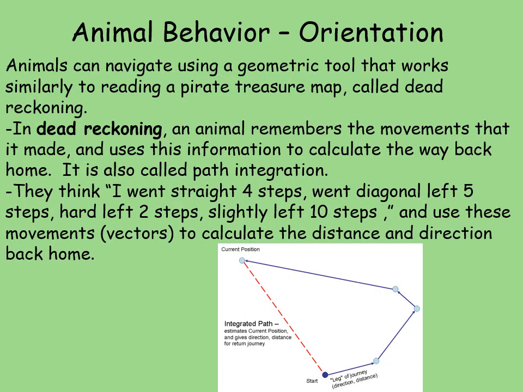So they think, starting from this point here, this little dot on the bottom, I went straight 4 steps. I went diagonal left 5 steps, hard left 2 steps, and then slightly left 10 steps. So this tells them how they got to their position. And so in order to find their way back home, they will use these movements, the direction and the distance of these movements, to calculate the way back home. The distance to get back home as well as the direction. So they have to integrate all of these individual paths to figure out, okay, what is the total distance and direction back home.